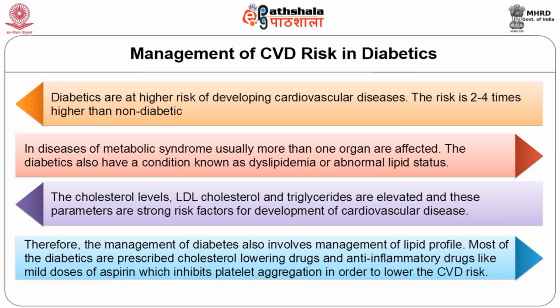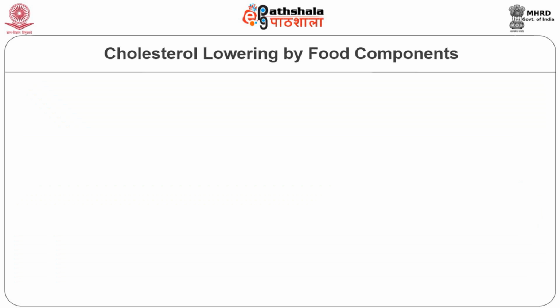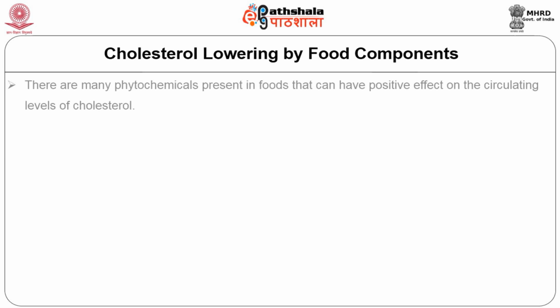Most of the diabetics are prescribed the cholesterol lowering drugs which are known as statins, as well as anti-inflammatory drugs in mild doses, mostly aspirin, which inhibits the platelet aggregation. This is done to lower the risk of CVD. Therefore, we understand cholesterol lowering by food component is going to be of use to these diabetics.